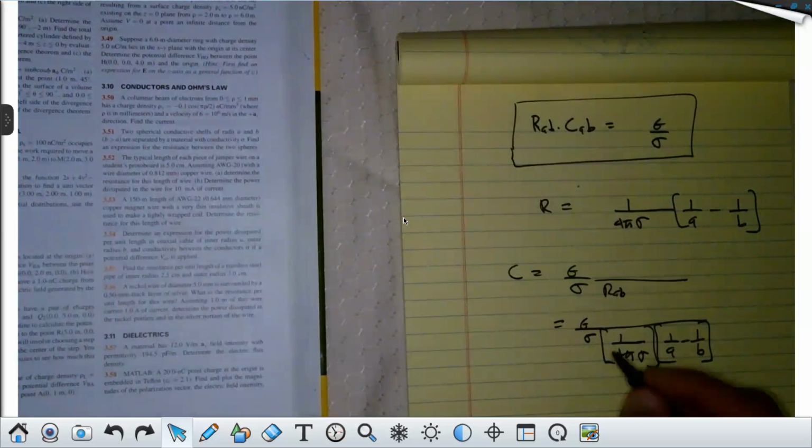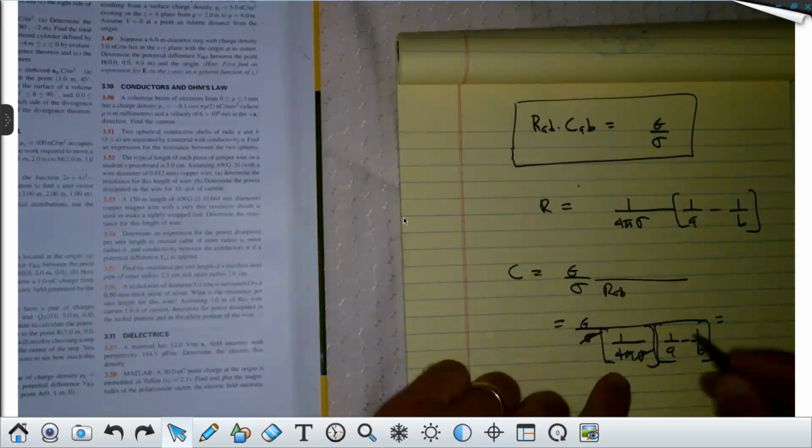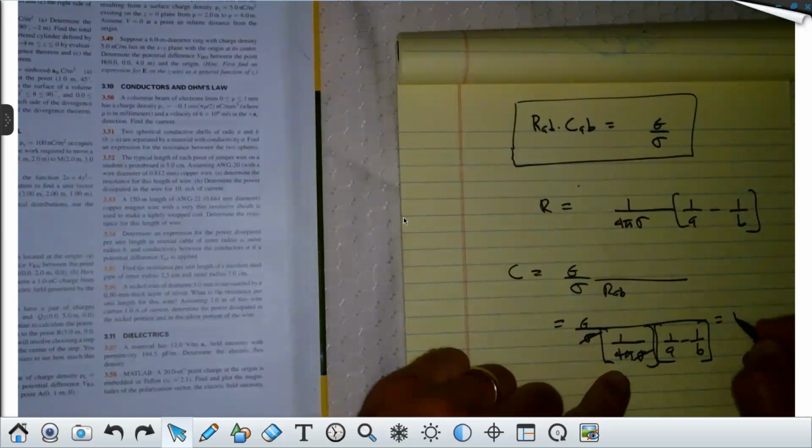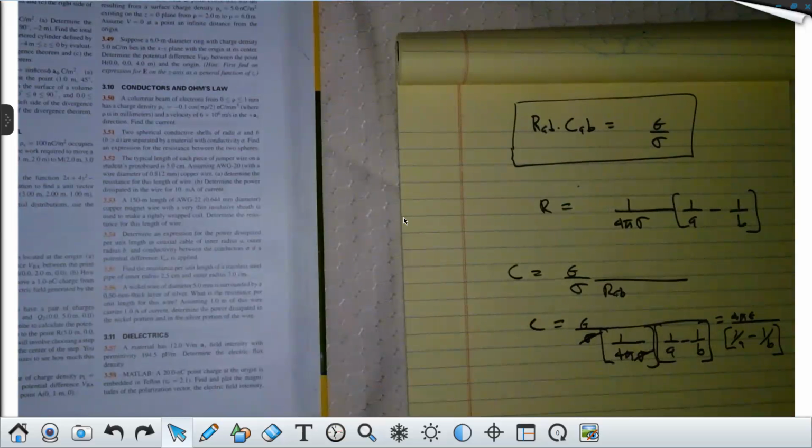Now, note what happens here. The sigmas cancel, right? And the 4 pi comes upstairs. I get 4 pi epsilon, and it's equal to 1 over A minus 1 over B. Now, we haven't talked about capacitance yet, have we? Class? No, but I'm showing you something. You have an intuitive feel for it because you've had physics. You know capacitance is something between plates too, that you calculate.